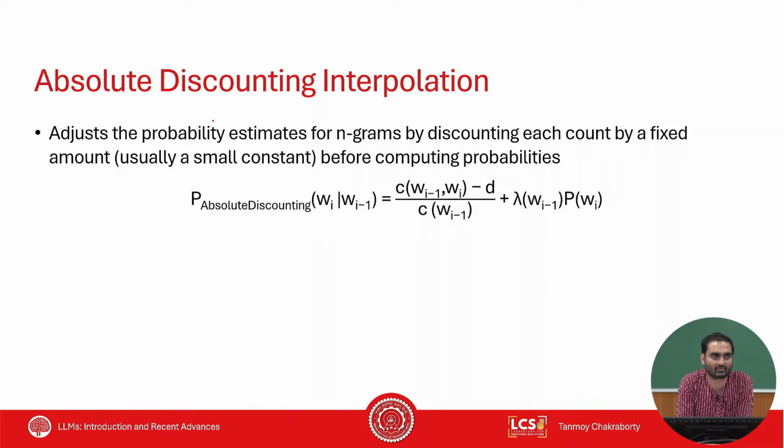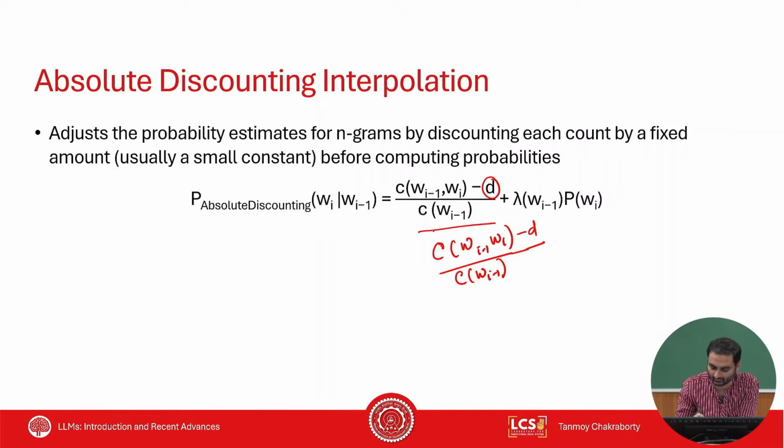In absolute discounting interpolation, what we do is take C of wi minus 1 wi by C of wi minus 1. This is the actual probability that we are interested in. Now I am saying that you discount some factor d from the bigram count, because we observe that this is essentially 0.75. You discount some factor.